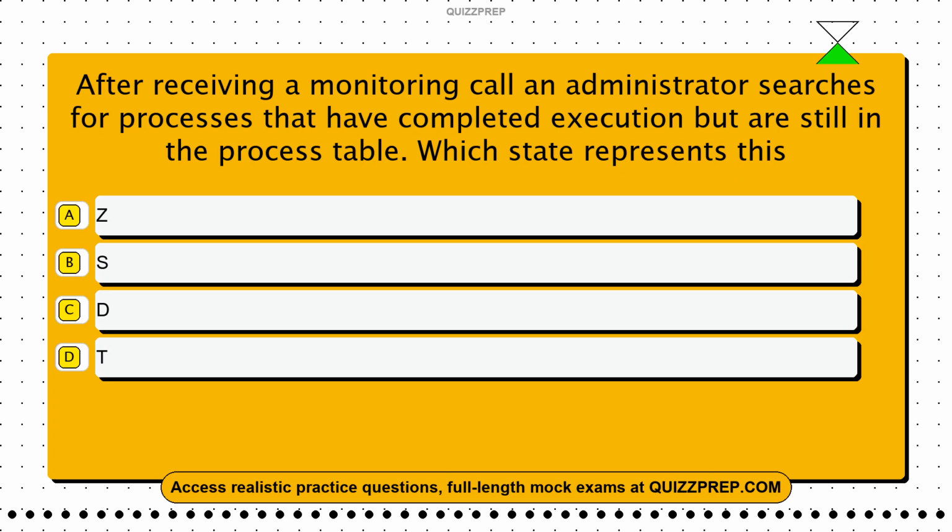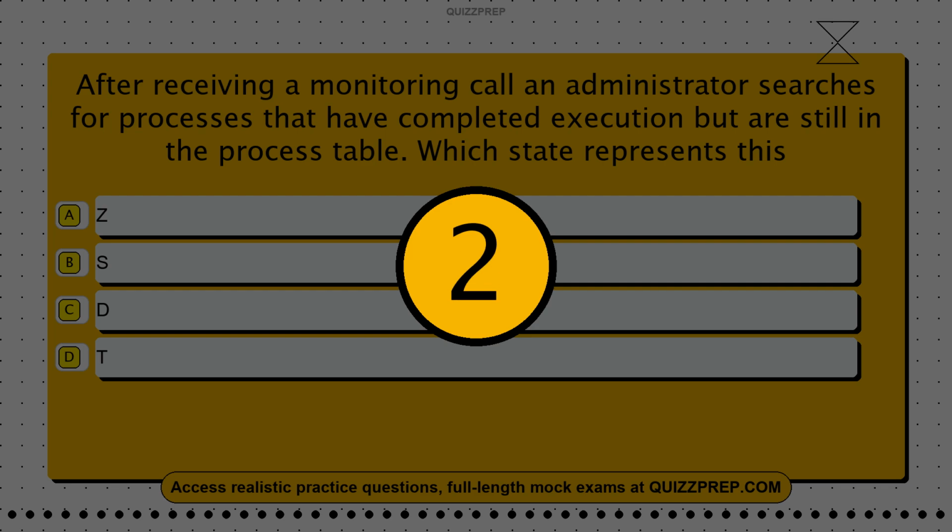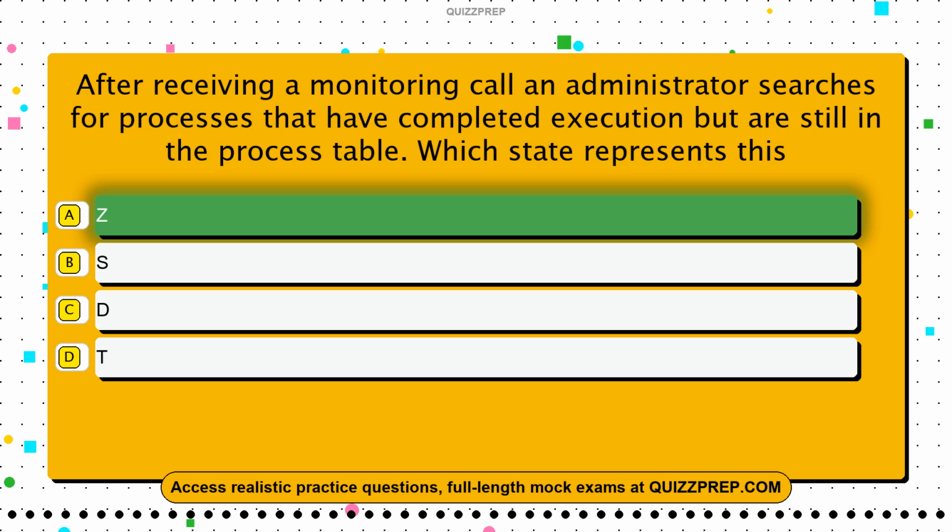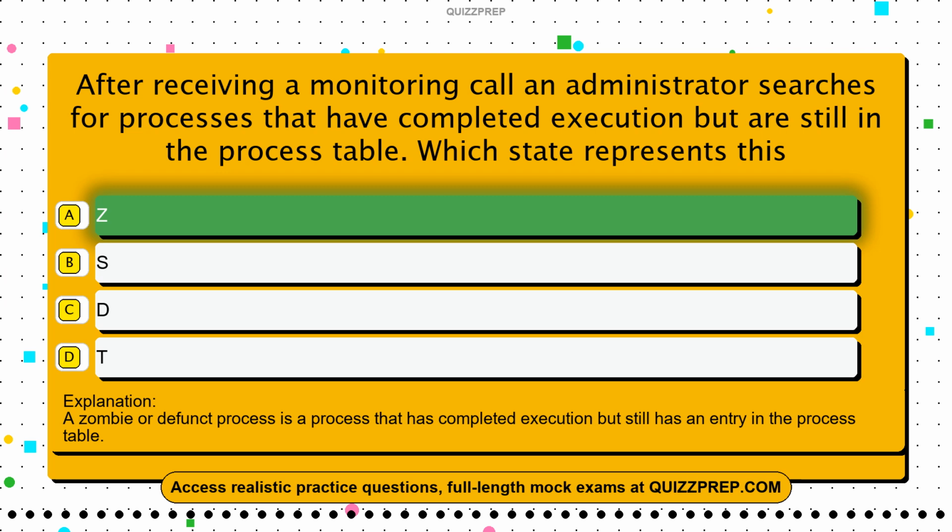Question 71. After receiving a monitoring call, an administrator searches for processes that have completed execution but are still in the process table. Which state represents this? Option A Z, option B S, option C D, option D T. The correct answer is option A, Z. A zombie or defunct process is a process that has completed execution but still has an entry in the process table.